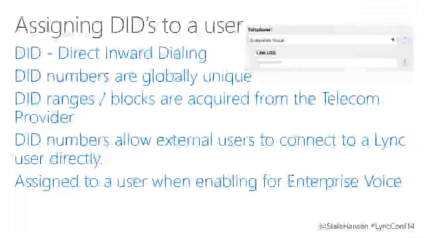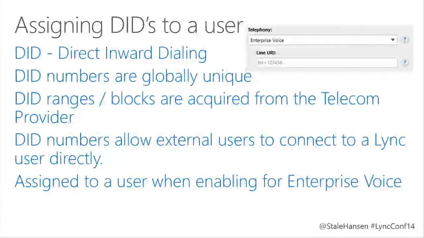So we have assigning a DID to a user. And DID is direct inward dialing. And the numbers are globally unique. And the ranges or the blocks are acquired by telcos or the PBX you are hanging behind. And it enables you to have external users call your Lync users and reach them on Lync. Right? That's a good way to say it. And it's, of course, assigned to a user when it's enabled for Enterprise Voice.